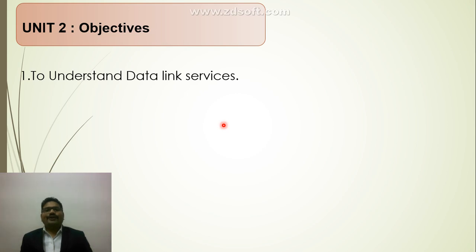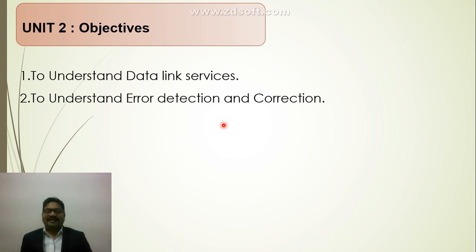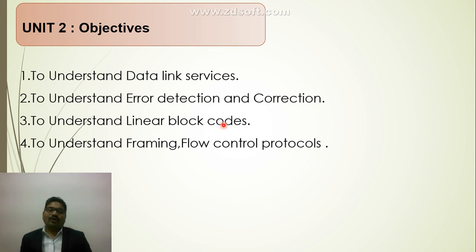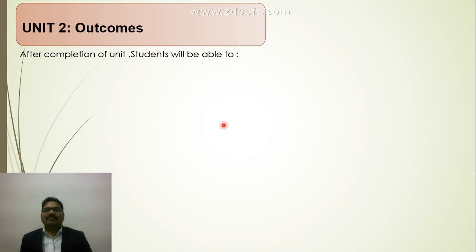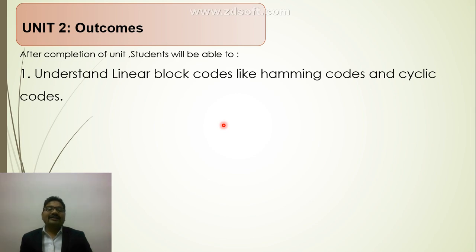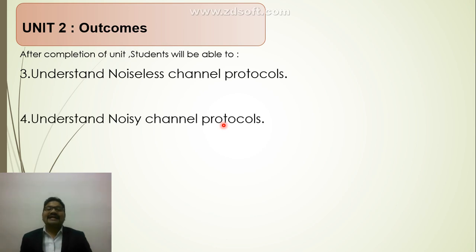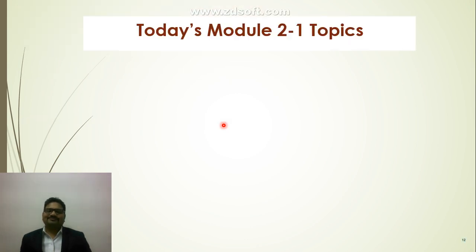In order to understand what different data link services there are, to understand what error correction and error detection are, then to understand linear block codes, what framing is, and flow control protocols. And after completing this unit, students would be able to understand linear block codes like Hamming codes, cyclic codes, understand framing and what its types are. Then they would understand what noiseless channel protocols are, what noisy channel protocols are, and so on.